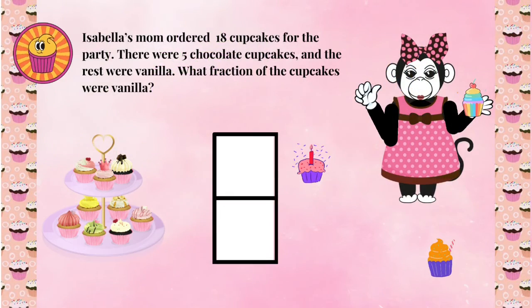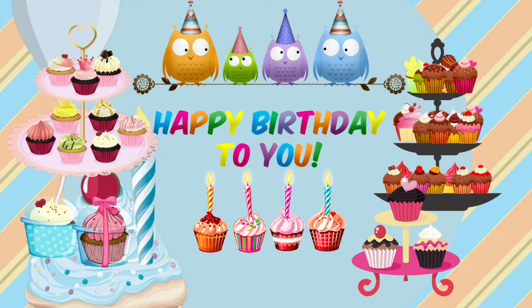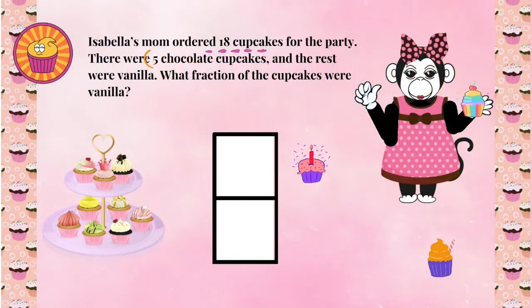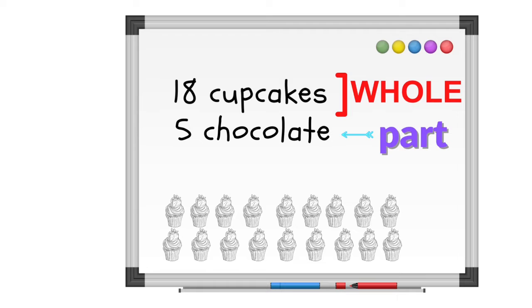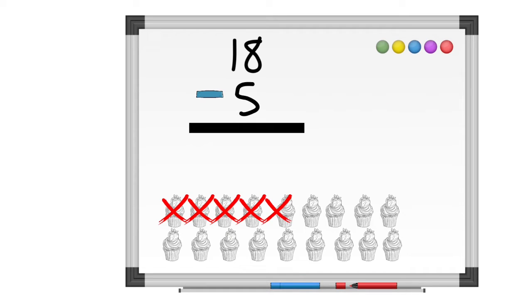Isabella's mom ordered 18 cupcakes for the party. There were 5 chocolate cupcakes and the rest were vanilla. What fraction of the cupcakes were vanilla? We know there are 18 cupcakes in all, which is our denominator. To figure out the numerator, subtract the 5 chocolate cupcakes from the whole number.